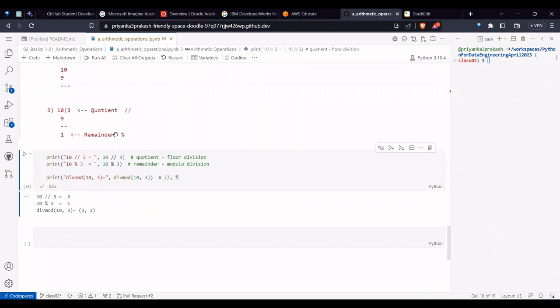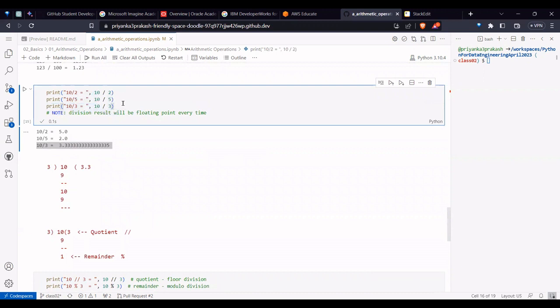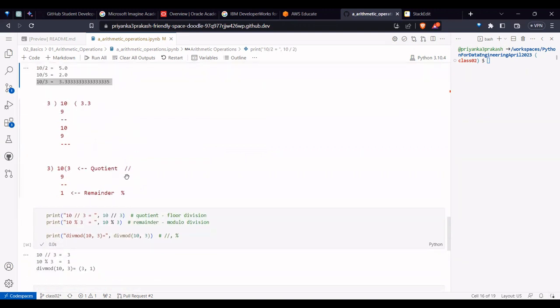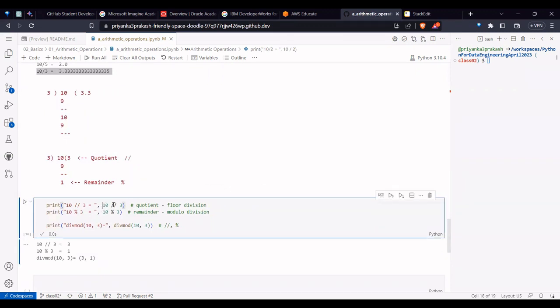like this quotient and remainder, Python came with 2 more operators. Generally, division is for the true division. But if you want the quotient and remainder, Python came with 2 operators. One is the floor division, other one is remainder. Floor division means 2 division symbols. You see, 2 division symbols.